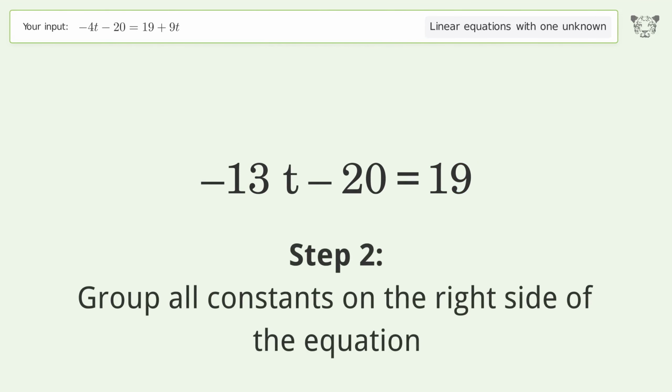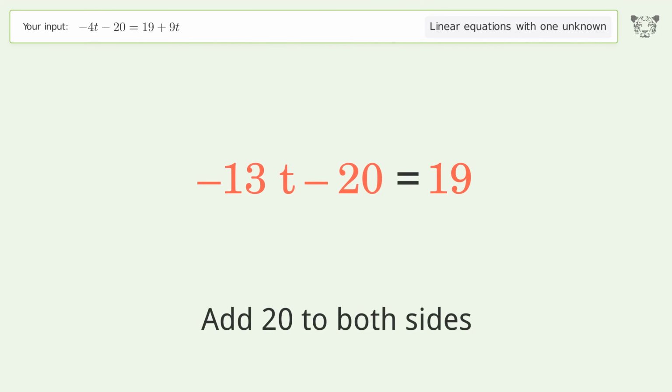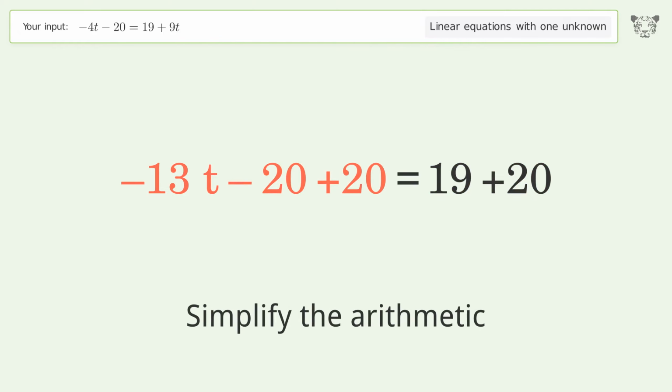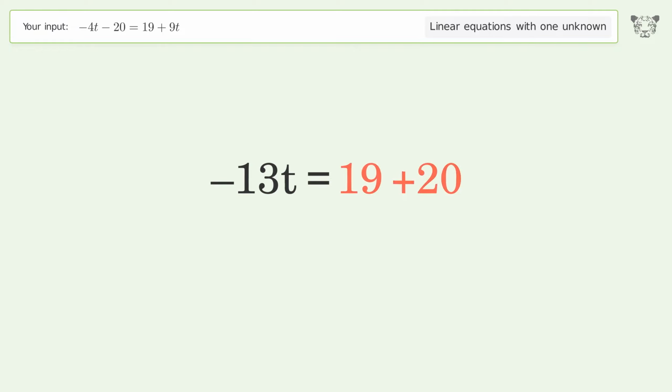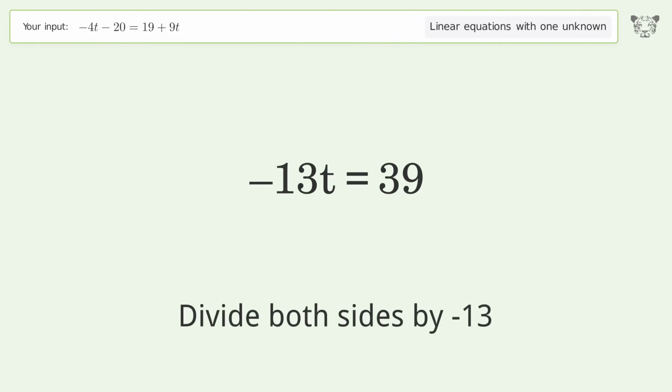Group all constants on the right side of the equation. Add 20 to both sides. Simplify the arithmetic. Isolate the t. Divide both sides by -13.